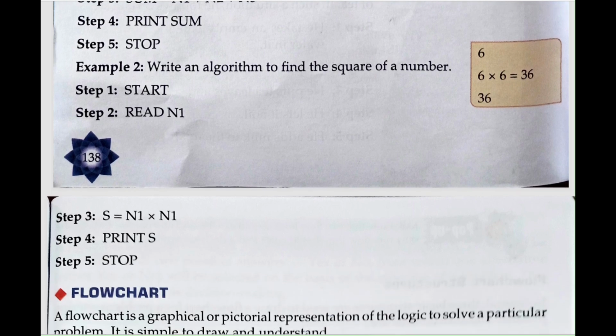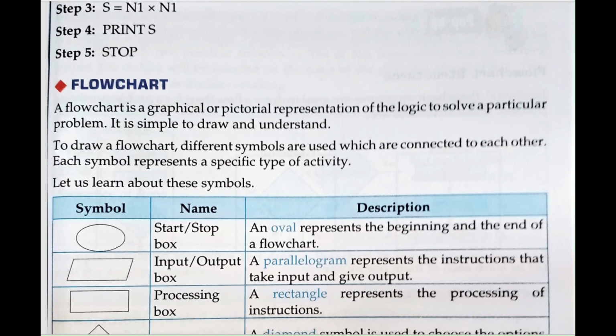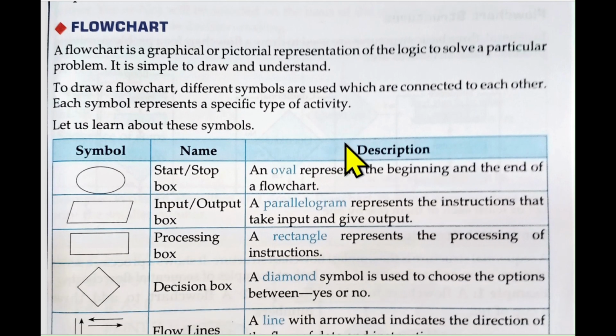Now come to the next topic, that is flowchart. Firstly, let's understand what a flowchart is. A flowchart is a graphical or pictorial representation of the logic to solve a particular problem. It is simple to draw and understand. We use different types of shapes to draw a flowchart. So firstly, let's understand the use of these different shapes in a flowchart.